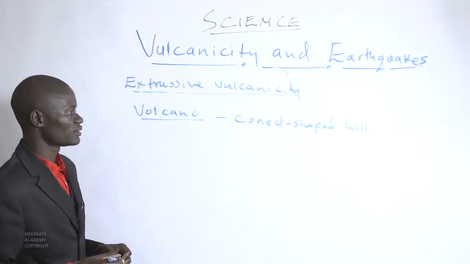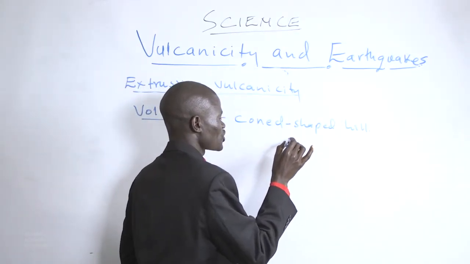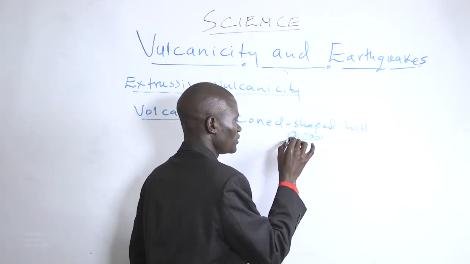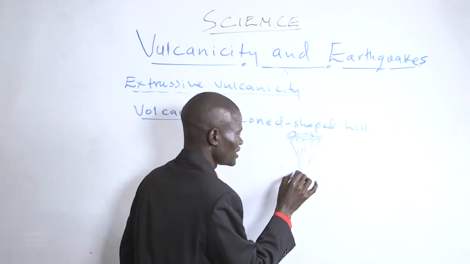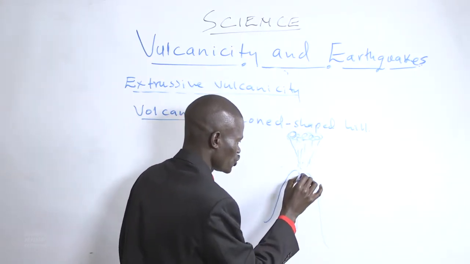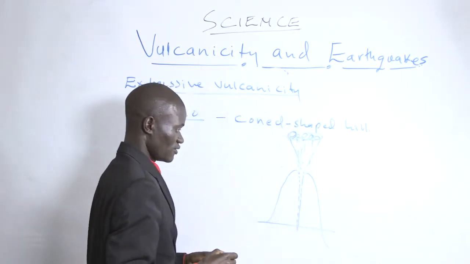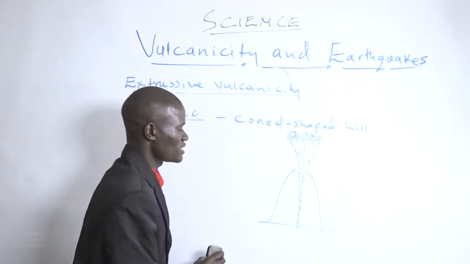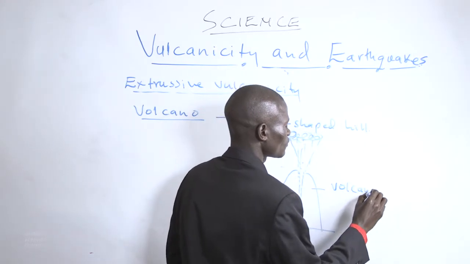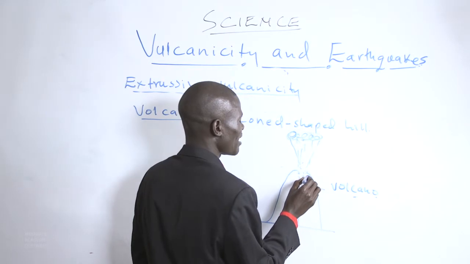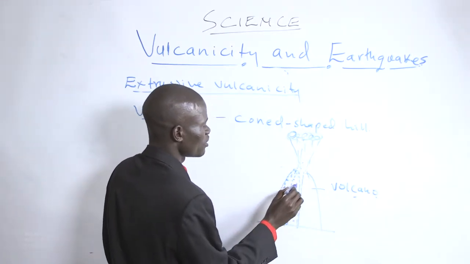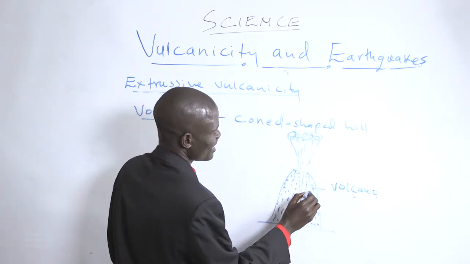When the ejected materials are erupted, they are expelled onto the Earth's surface. These materials may not go very far. They may just cool and lead to the formation of a cone-shaped hill, referred to as a volcano. As a result of the material piling up around these areas, we get a cone-shaped feature or hill.